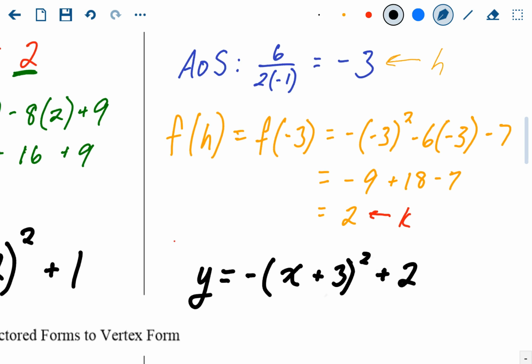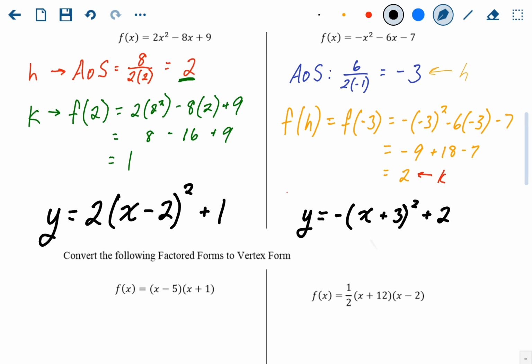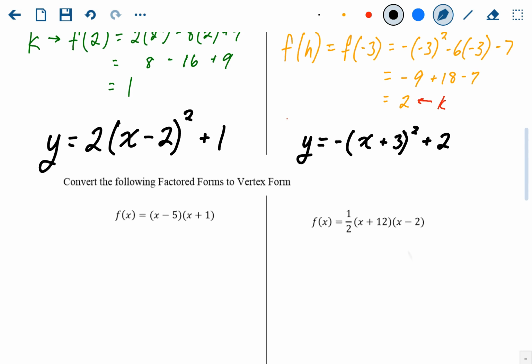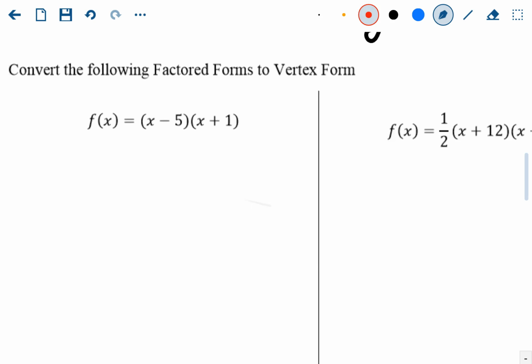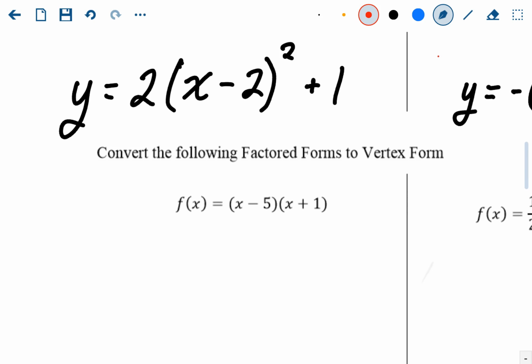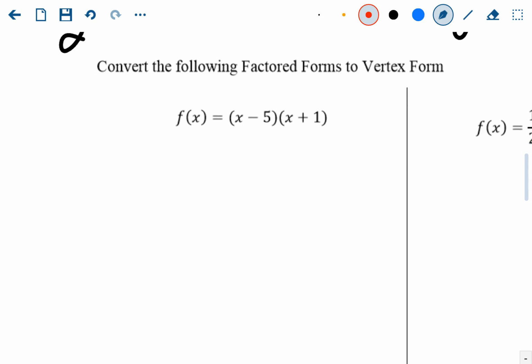All right, so that's vertex form from standard form. Now let's go into vertex form from factored form. For factored form, you have a similar process. You have to find the vertex. So we're going to start by finding the x-intercepts. The x-intercepts in this one are, again, it's always the opposite in factored form, so it's going to be 5 and negative 1.